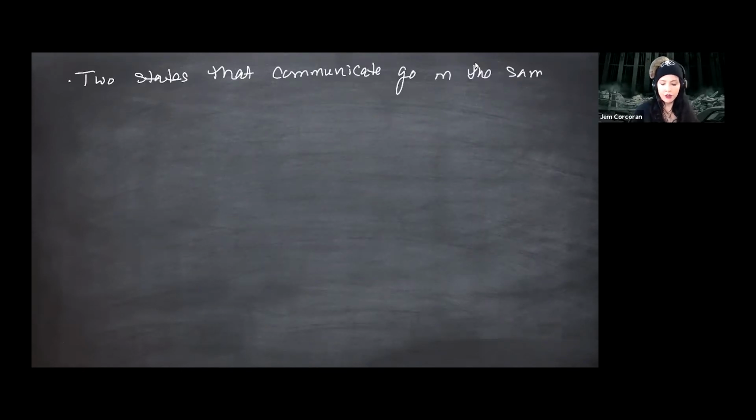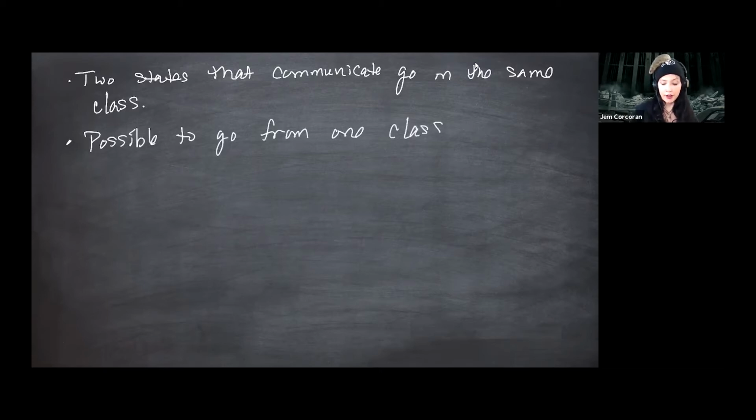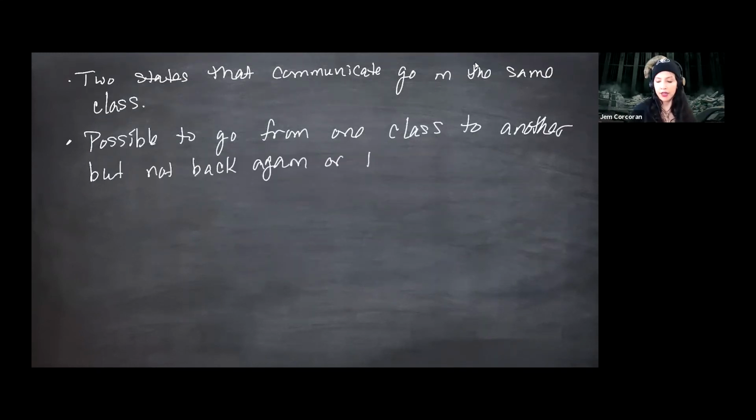Let's do an example. And I just want to state first that two states that communicate end up in the same class. And also, I want to say that it may be possible to move from one class to the other, but never back again. Because if you can come back again, then really those two classes should not have been separate, because everything in them communicates. So it's possible to go from one class to another, but not back again, or they would have been one class to begin with.